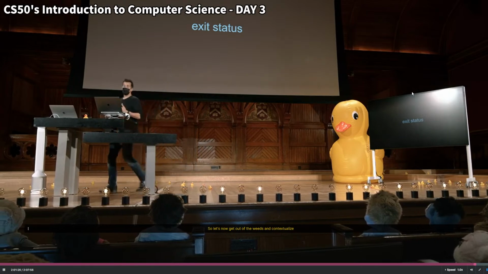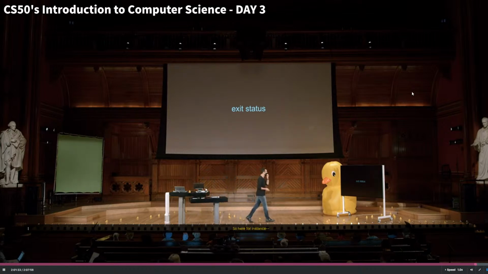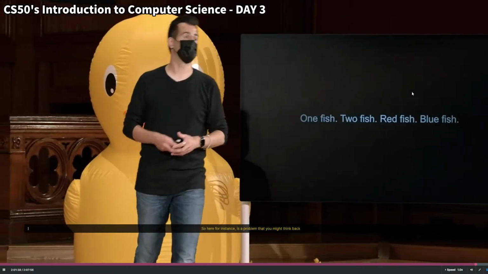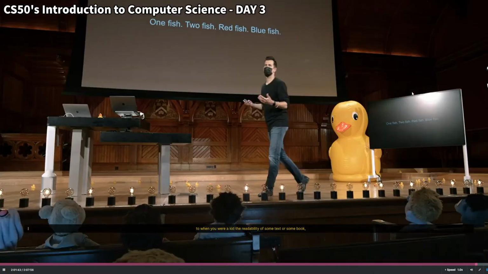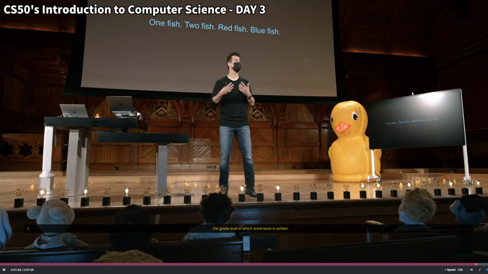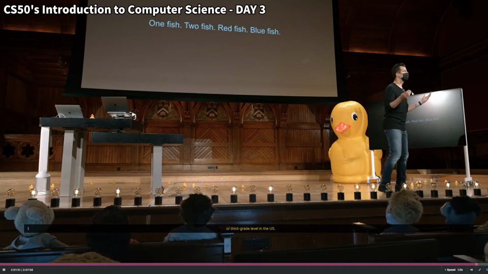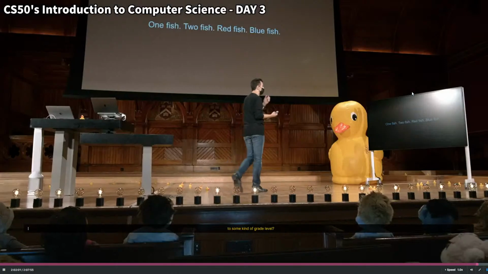So let's now get out of the weeds and contextualize this for some actual problems that we'll be solving in the coming days by way of problem set 2 and beyond. So here, for instance, is a problem that you might think back to when you were a kid, the readability of some text or some book, the grade level at which some book is written. If you're a young student, you might read at a first grade level or third grade level in the US. Or if you're in college, presumably you're reading at a university level of text. But what does it mean for text, like in a book or in an essay, to correspond to some kind of grade level?